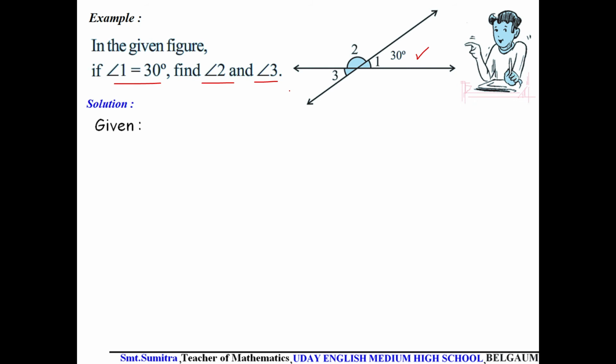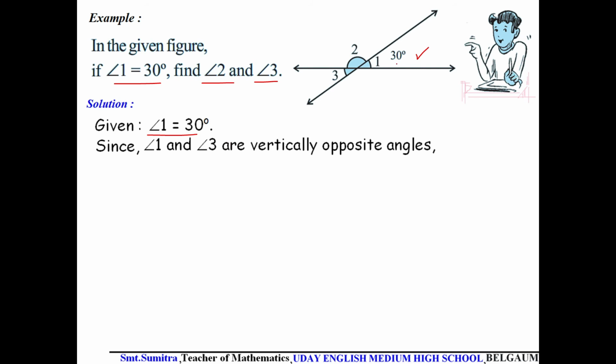What is given? Angle 1 is 30 degree. Since angle 1 and angle 3 are vertically opposite angles, angle 3 is also 30 degree. Angle 3 is equal to angle 1. Therefore, angle 3 is equal to 30 degree.